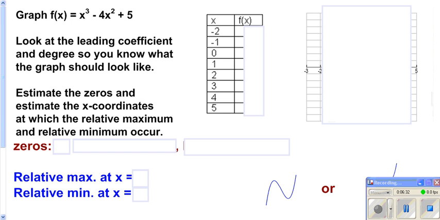So let's go ahead, use our idea of what shape this should be, graph it, and then we're going to estimate our zeros and try to find the x-coordinates of our max and mins.